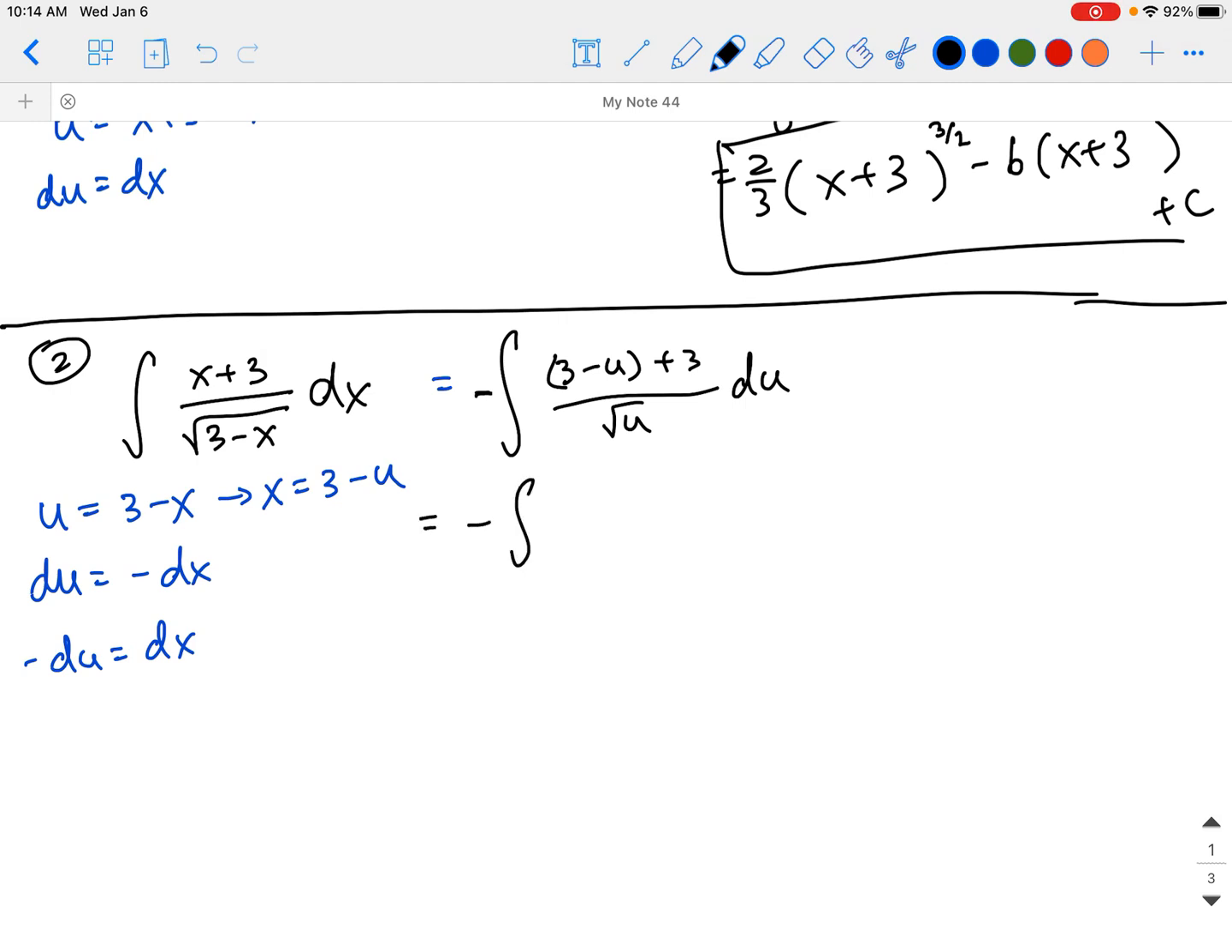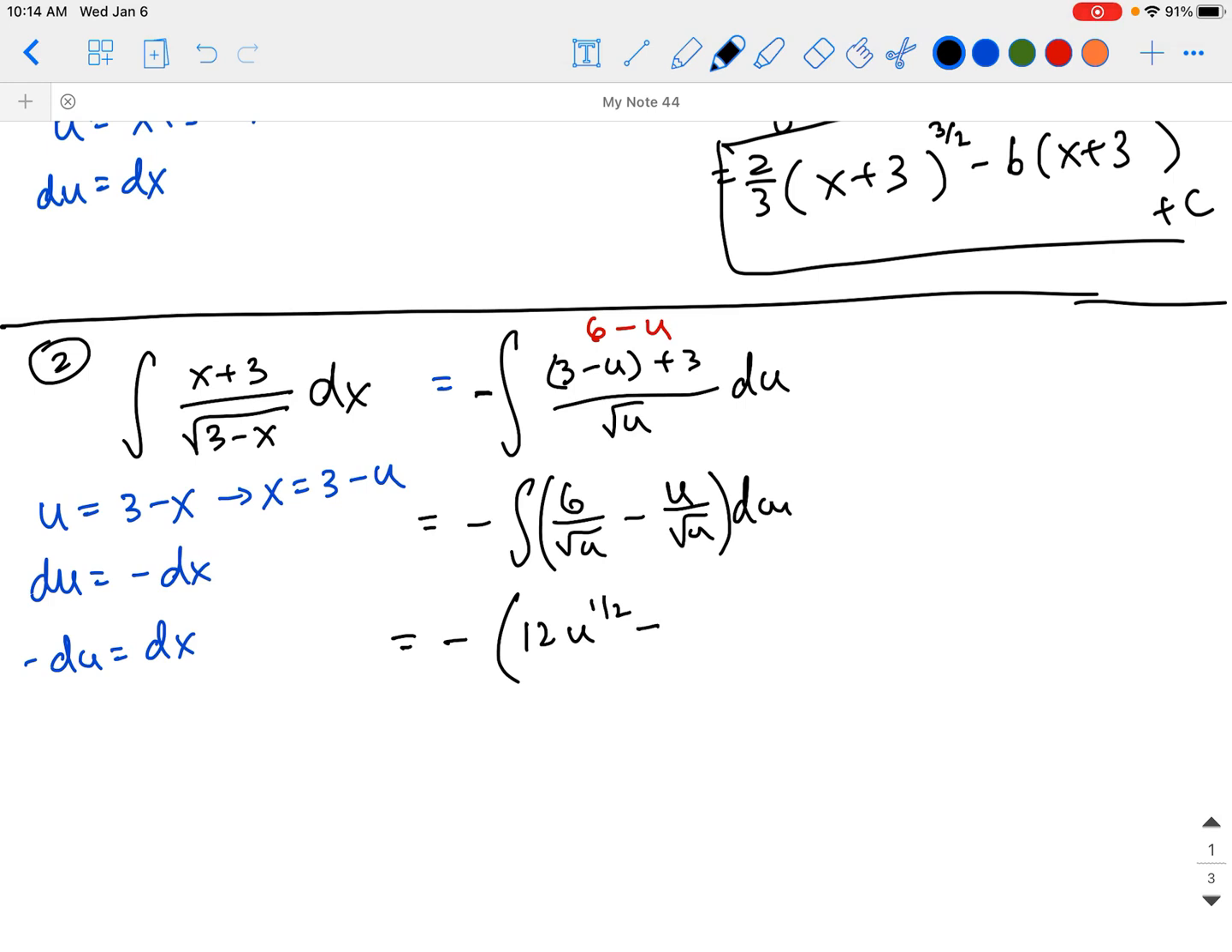So now we've got negative. We can combine terms, so we'll just note that the top there, 3 minus u, is going to become 6 minus u. And then now we're in the same boat that we were with the previous example. So we'll have 6 over radical u minus u over radical u du. And now we've got negative. Now we can evaluate. So the 6 over rad u is going to become 12 times radical u.